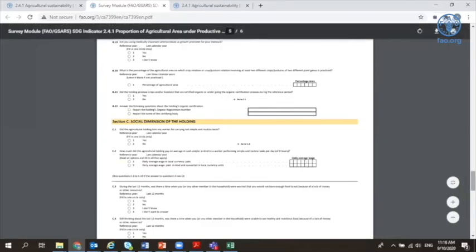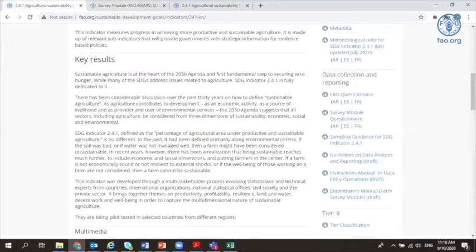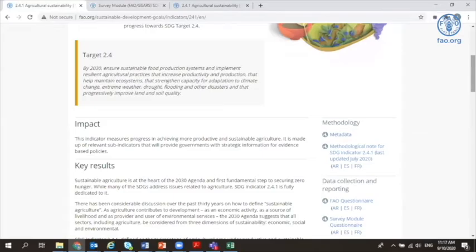So with this, I will stop. But just to reiterate, if you want, we can share these documents with you independently as well. But as all the information is provided on this webpage, I would really urge you to go there. Apart from these documents, you will find much more interesting information that will help you familiarize yourself not only with 2.4.1, which is the focus now, but also other SDG indicators under the FAO mandate. So with this, I stop.